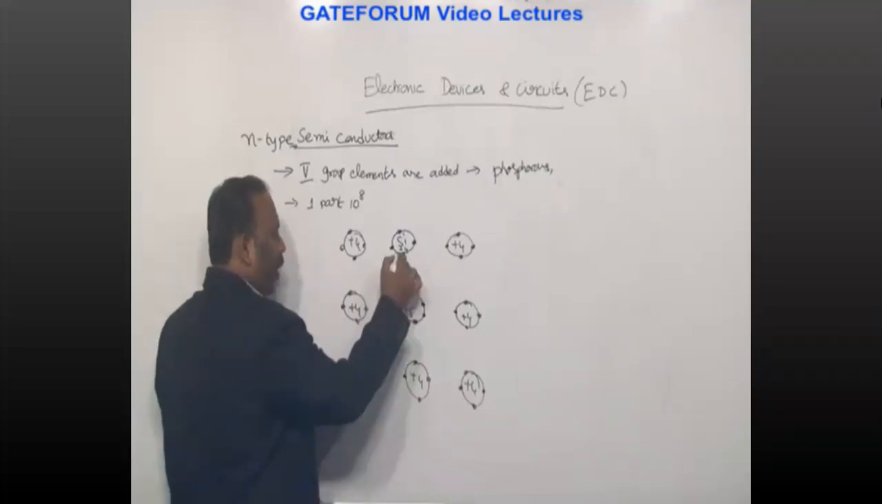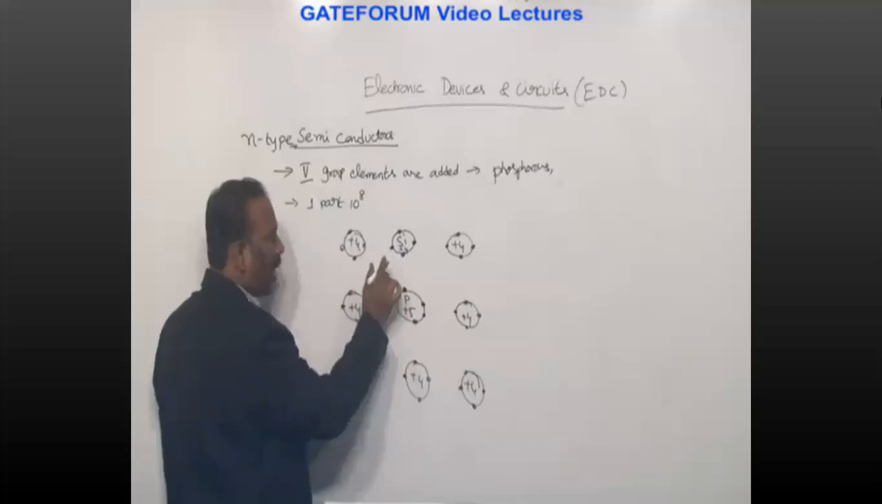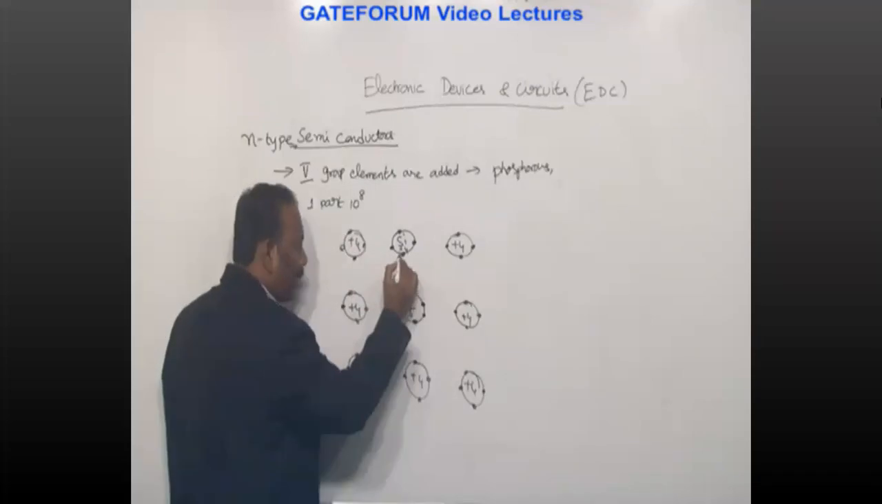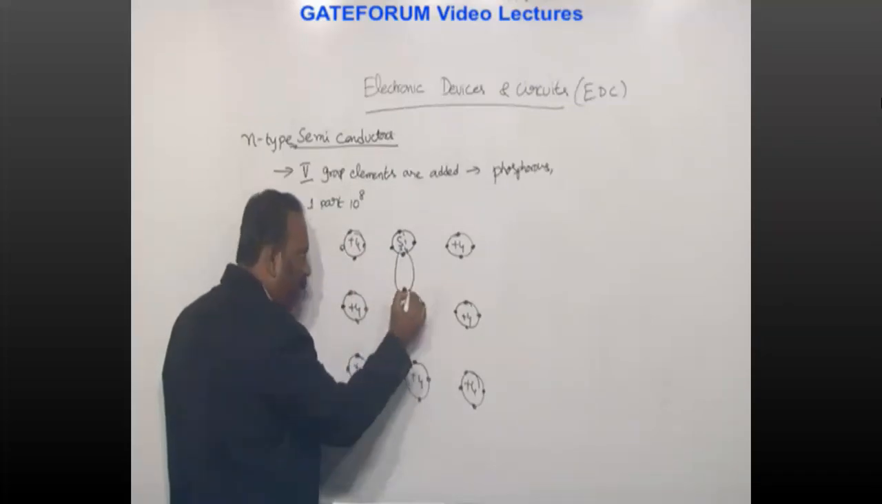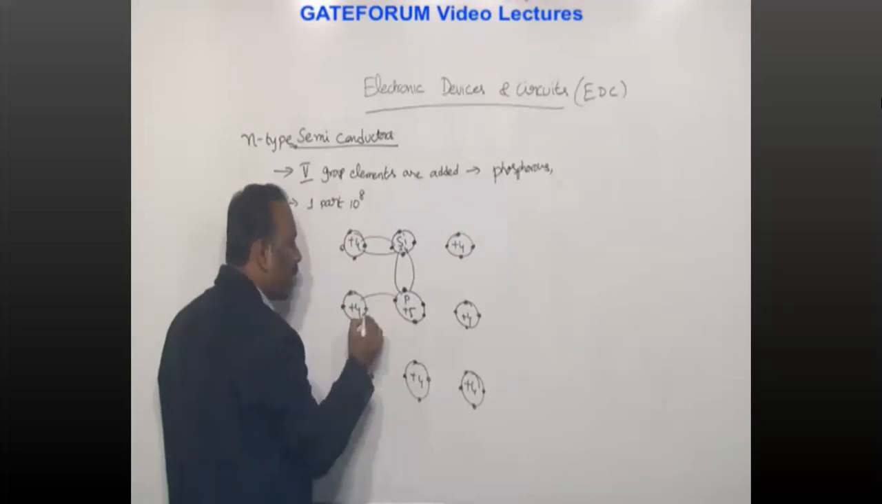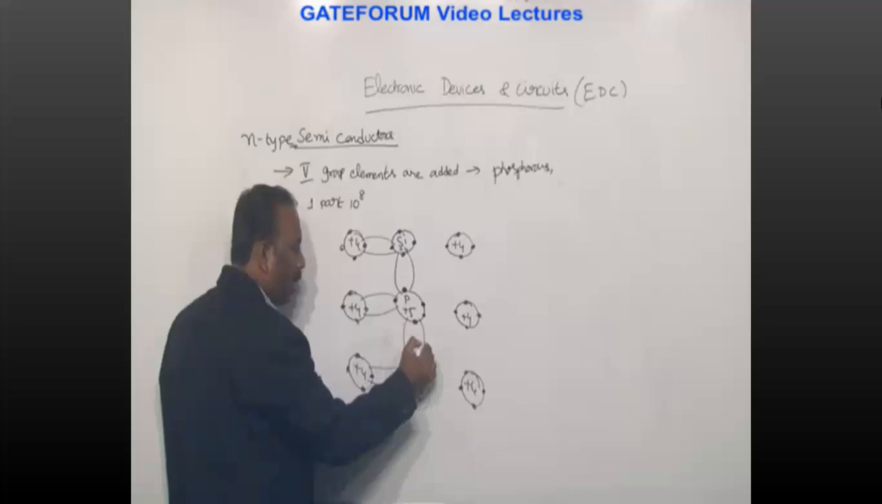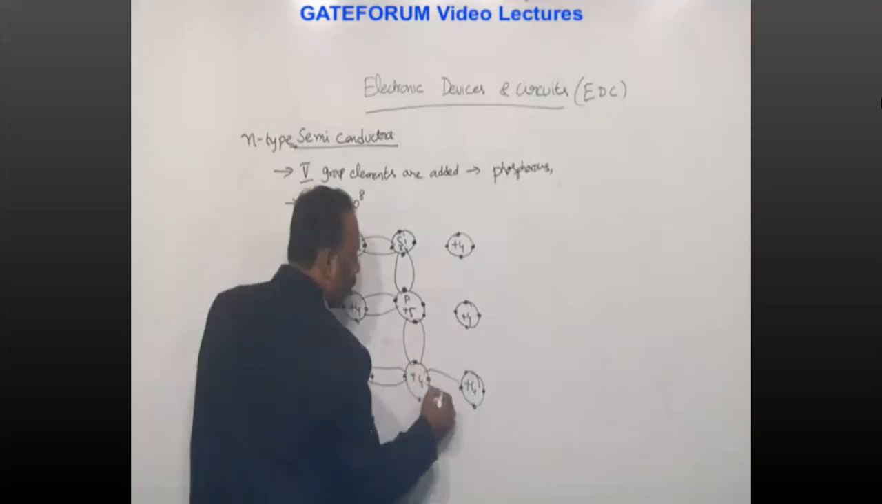So now what is going to happen? It's three-dimensional, and its extension continues beyond what you have drawn on the two-dimensional paper. Each atom forms covalent bonds for stability.